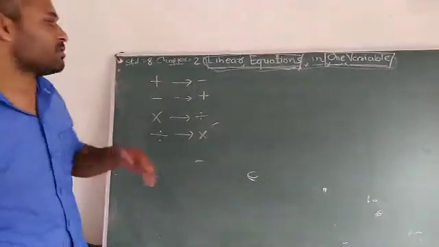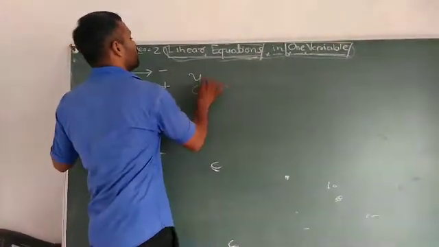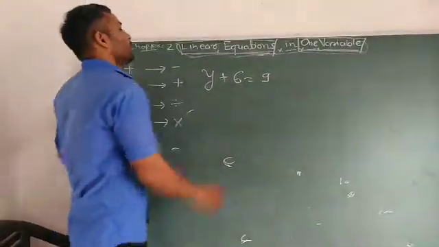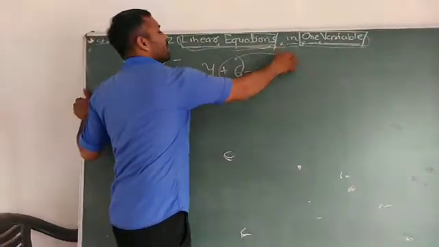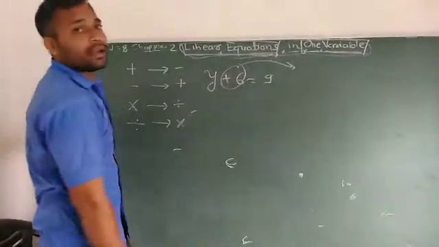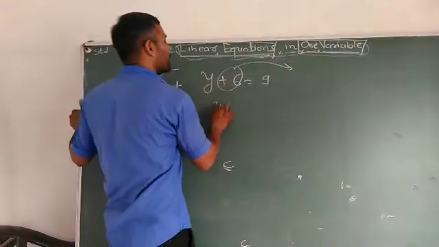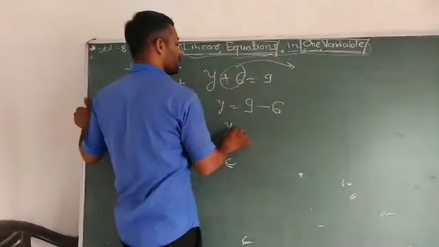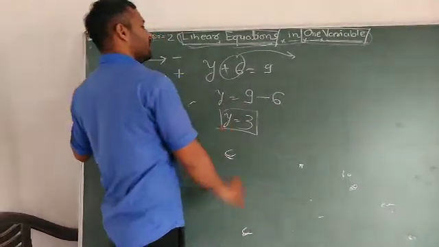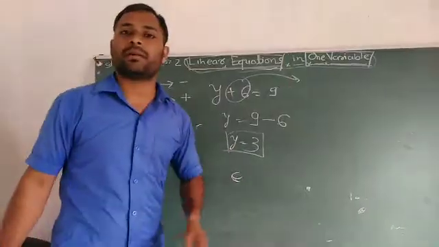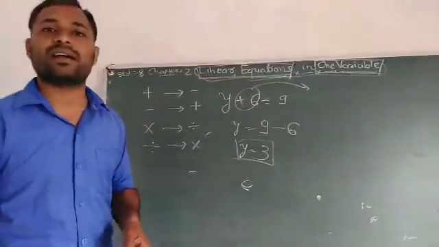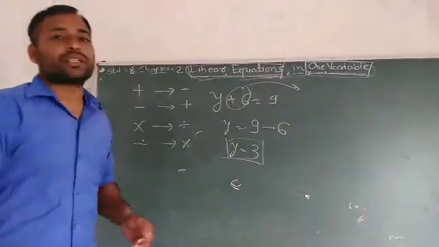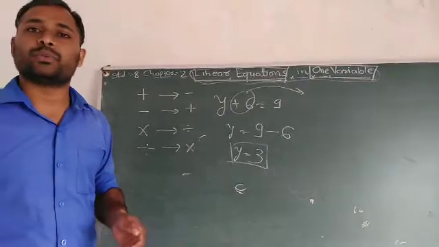Suppose we take an example, y plus 6 is equal to 9. Here there is a plus symbol, and we move plus 6 to the right hand side. So plus 6 is converted into minus 6, so y is equal to 3. This is a solving example and we already discussed it in standard 7. So these are the concepts for exercise 2.1.